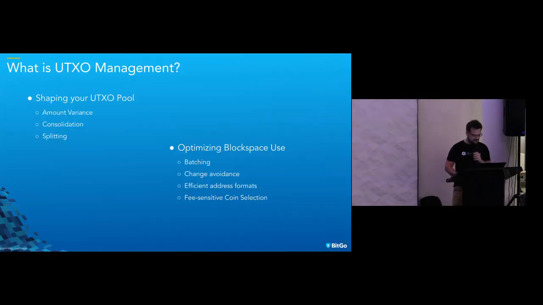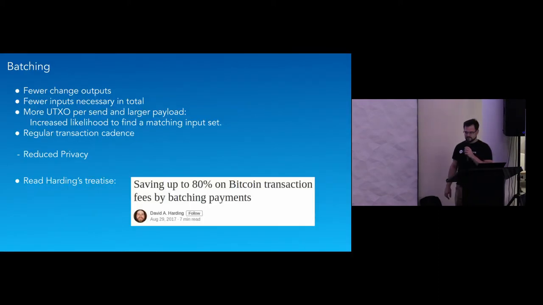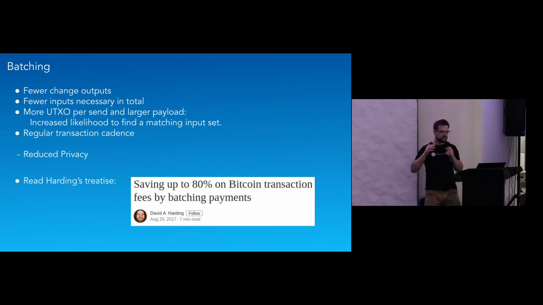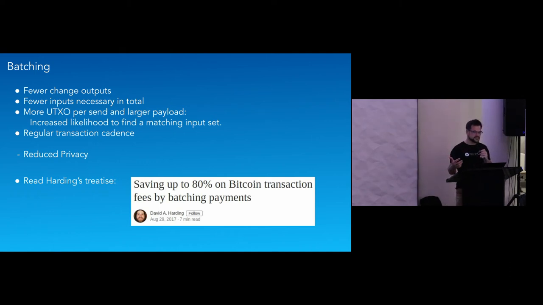All right, then I want to get into optimizing block space use. I think that you probably have heard all of these before, and I'm going to try to go through them quickly, but you might be interested in a few of the takes I have on them. So, batching. You might have seen Dave Harding's great write-up on what batching can do for you. The general idea is you collect multiple recipient outputs before you create a transaction. What this does for you is you don't have to create a change output for every send that you do. If you do a single send, unless you find an exactly matching input set, you'll always create a change output back to yourself. And that's painful for twofold reasons.